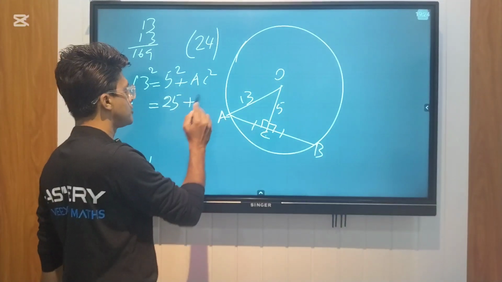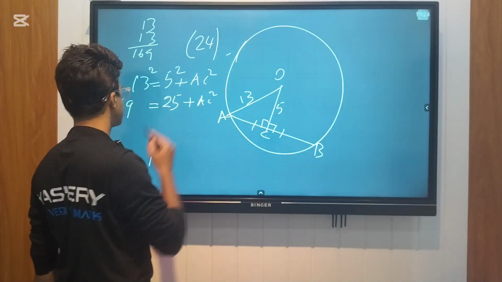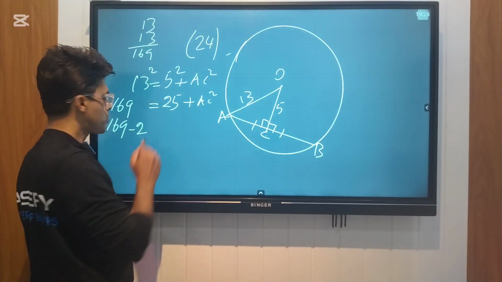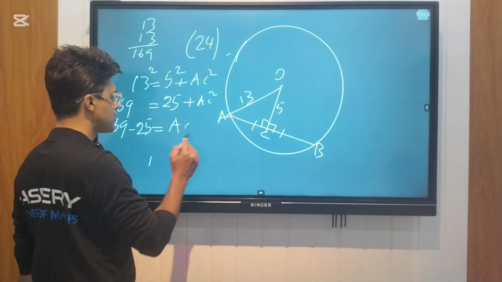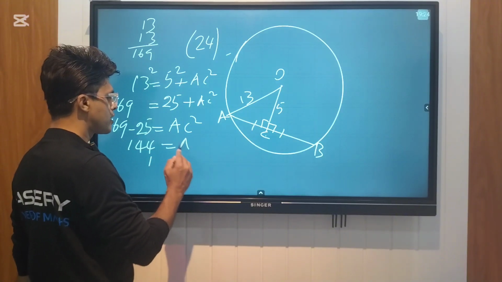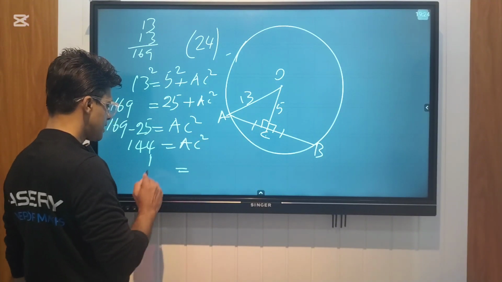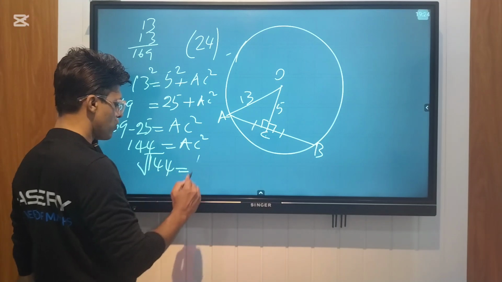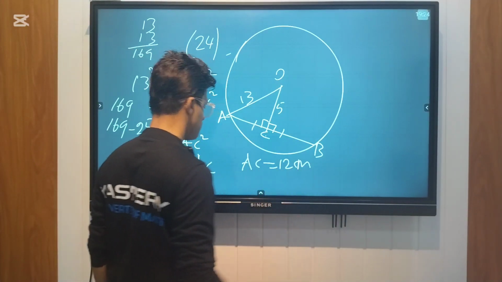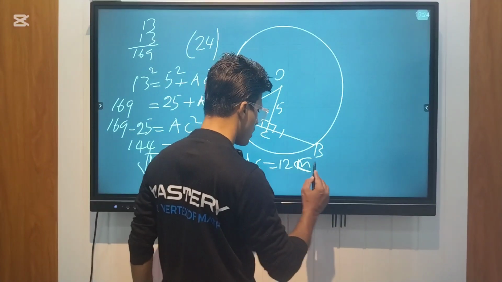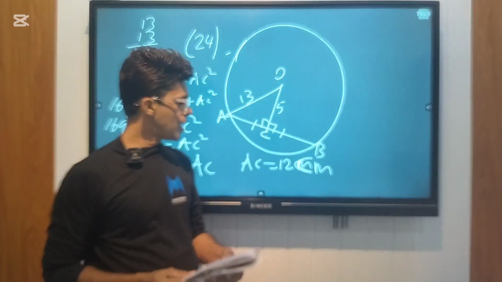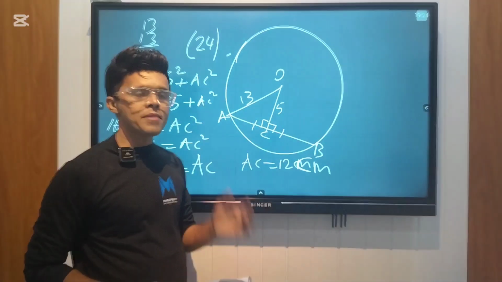This is AC squared. Mention in the bracket that this is the Pythagoras theorem. 169 minus 25 equals AC squared. So this is 144. 144 equals AC squared. You could take the square root of 144, which is 12. So AC equals 12 cm. But this is not the answer. The question asks for the length of AB.